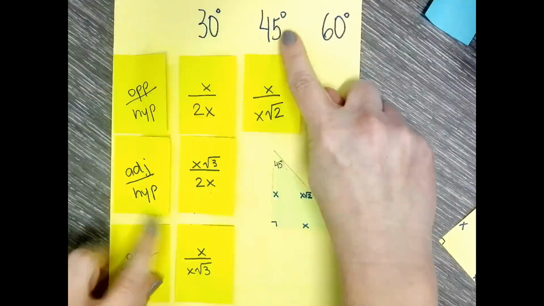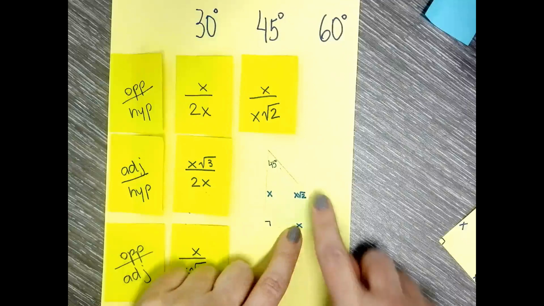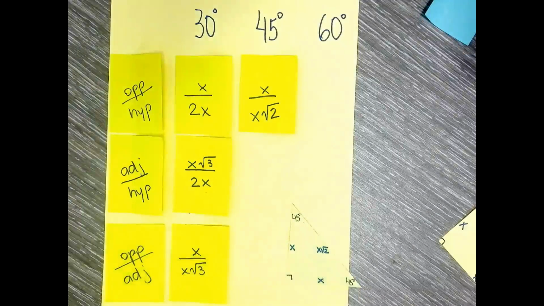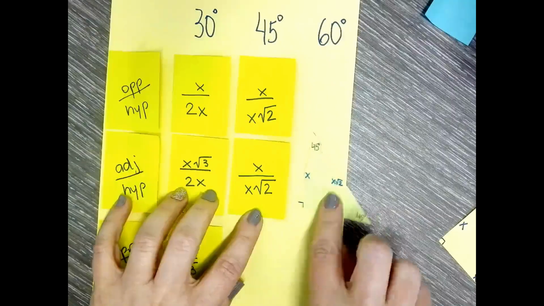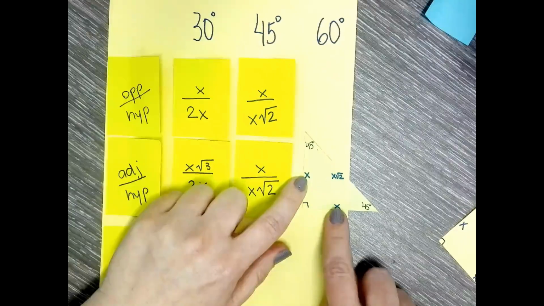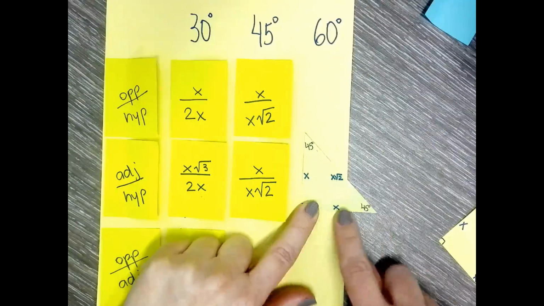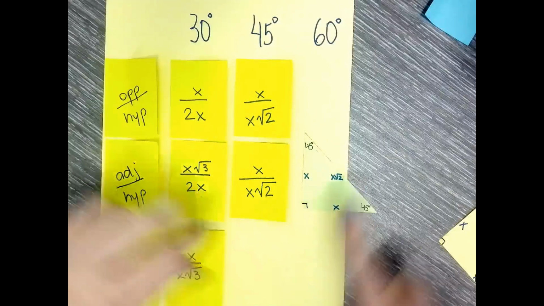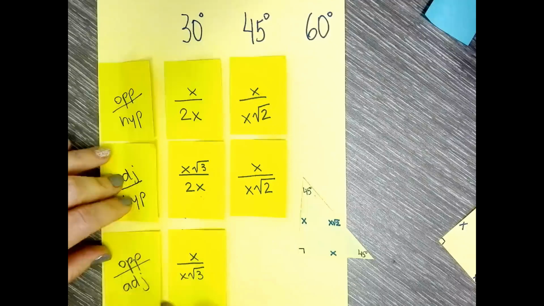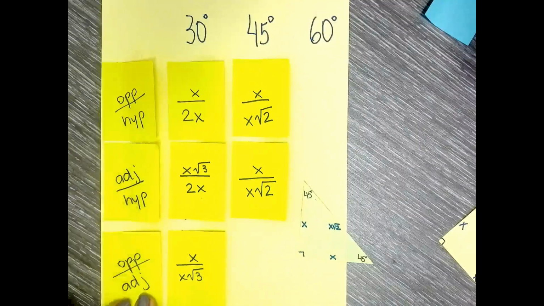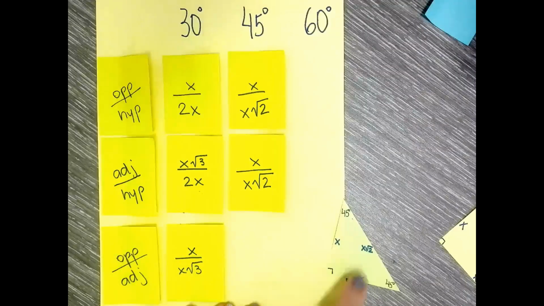But cosine of 45 is adjacent over hypotenuse. It is the same as sine. Yes, of course it is, because these two legs are congruent. Therefore, if I'm talking about opposite over hypotenuse and adjacent over hypotenuse, the ratios will be the same. And lastly, I have tangent of 45, which is opposite over adjacent. Oh, that's easy. So x over x.